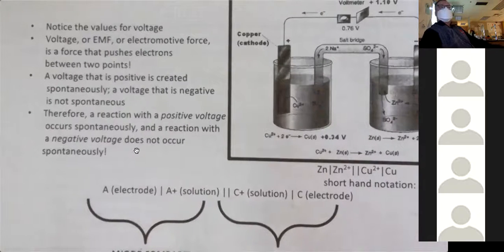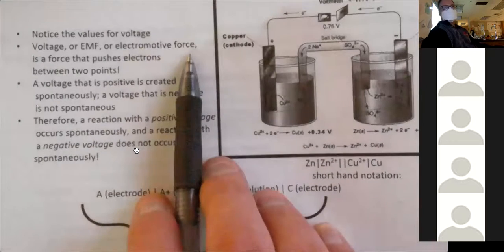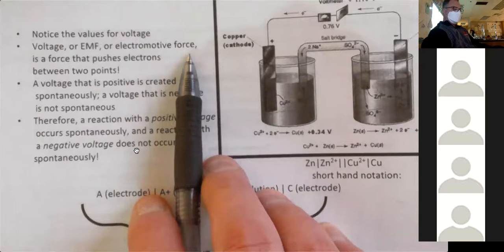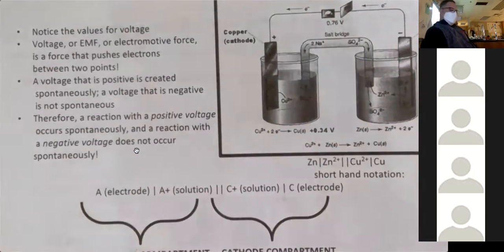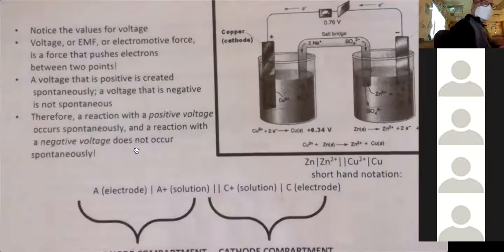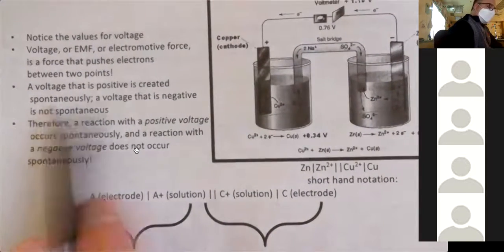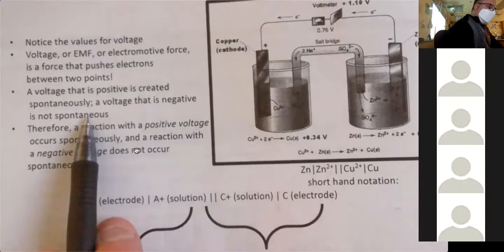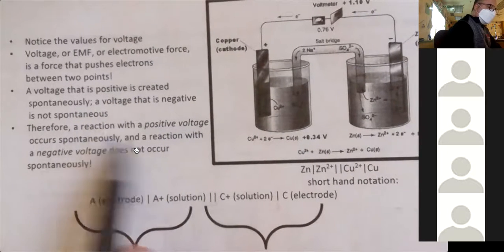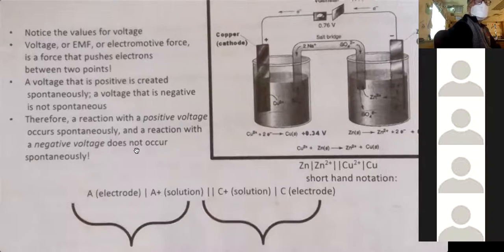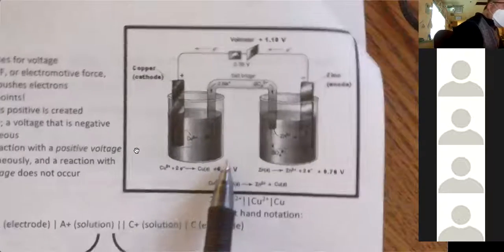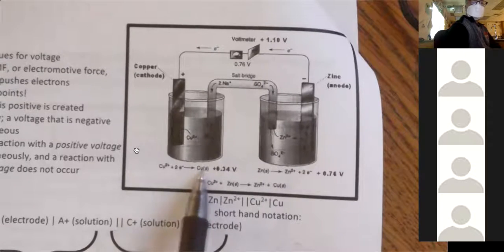Notice the values for the voltage. There's a term called electromotive force. This is used a lot more in chemistry than voltage. Do they use that in physics at all? Okay. EMF. And basically, it's the force that pushes the electrons between the 2 points. The voltage is positive if it's spontaneous and negative if it's non-spontaneous. Therefore, a reaction with positive voltage will occur in what we call a voltaic cell, and negative if you are looking at an electrolytic cell. This is the one we're going to try to build back here.